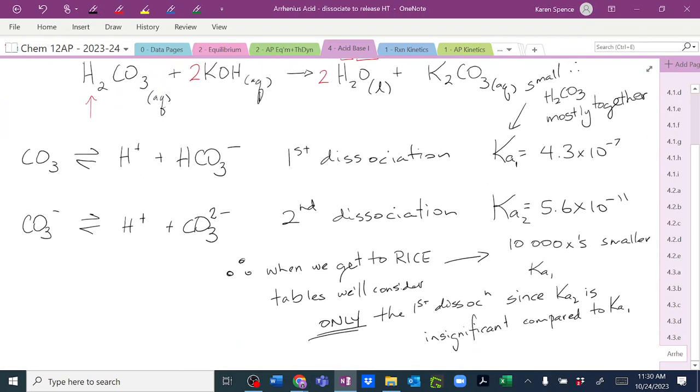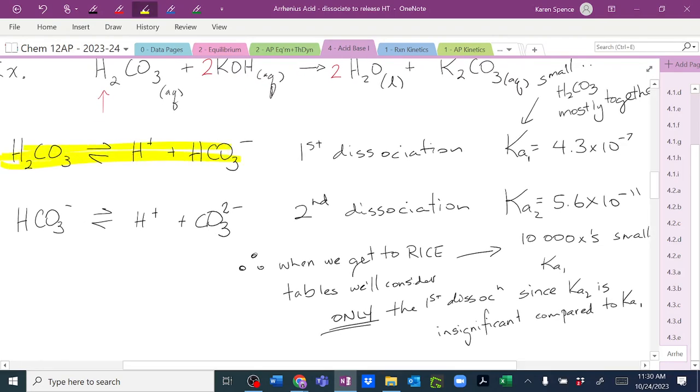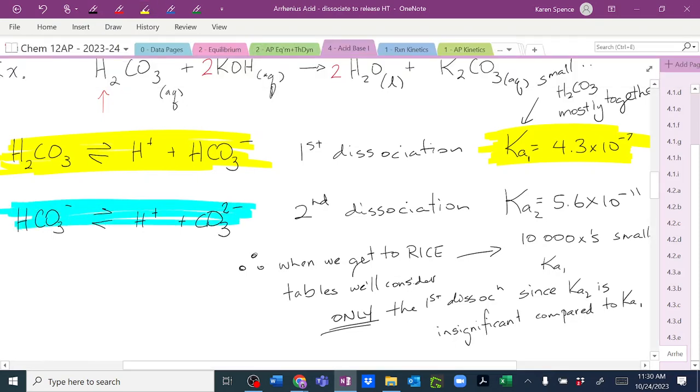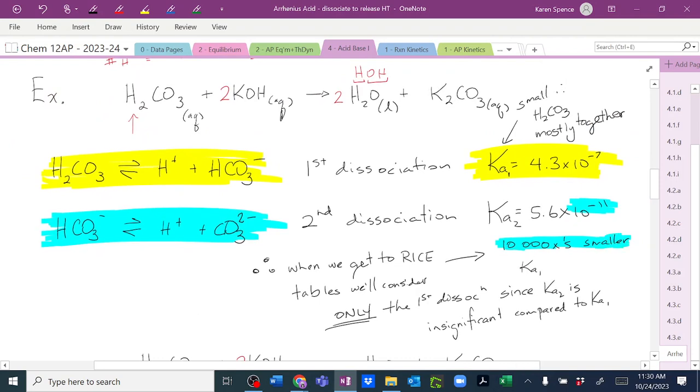Here is our first dissociation in yellow. That's that first hydrogen coming off. Its Ka value is 10 to the minus 7. Our second dissociation, that is the second hydrogen coming off after one has already come off. The second dissociation is 10 to the minus 11, which is 10,000 times smaller. So how significant is the second one compared to the first? It really isn't.